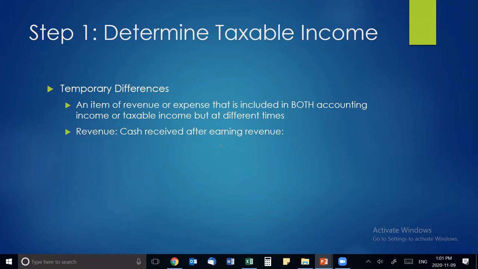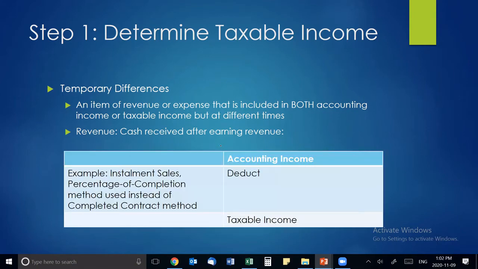Okay, so the difference will eventually get zeroed out, but it's just in different years. So maybe in year one, like I was saying, you can record an expense for accounting, but you can't record it in taxable income until year three, for example.